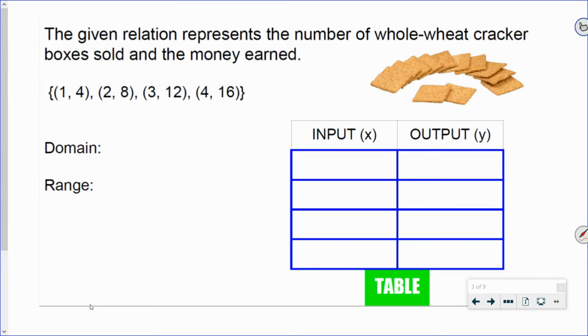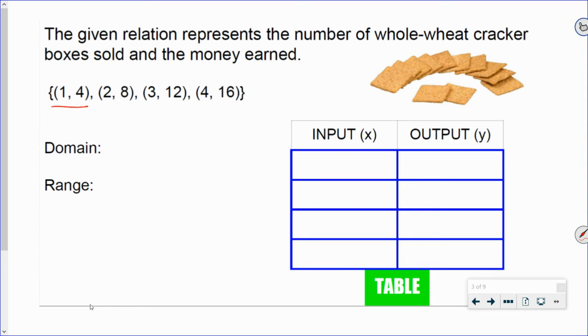Now, this is a relation that represents the number of whole wheat cracker boxes sold and the money earned. For example, if you sell one box, you'll make $4. If you sell 2 boxes, you make $8. If you sell 3 boxes, you make 12. 4 boxes, you make 16. And you're going to write a table in your notes, and you can do it with just a simple T-chart like that. And you can just say X and Y, input, output.